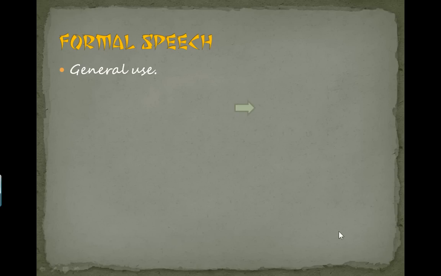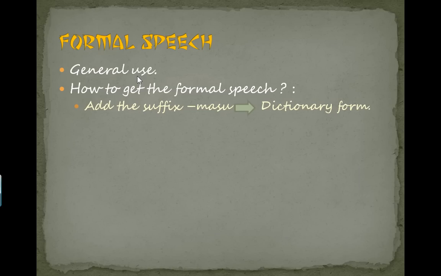Let's move on to the formal speech. The formal speech is what you use most of the time when you're not with your family and your close friends. But how do you get the formal speech? What does it look like? How do you get it? Well, the informal speech was the dictionary form. To get the formal speech, you simply add the suffix masu to the dictionary form. This is what I will explain in the following slides.